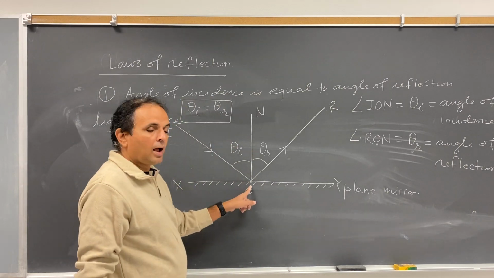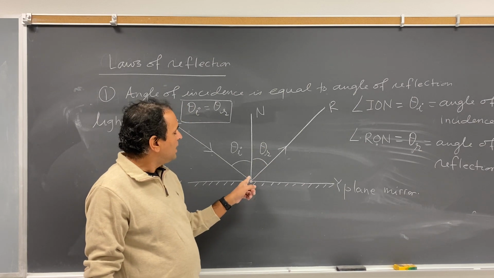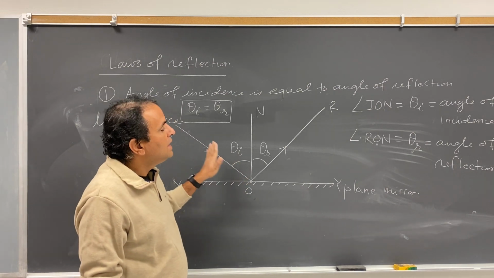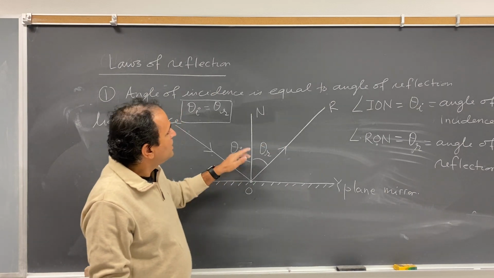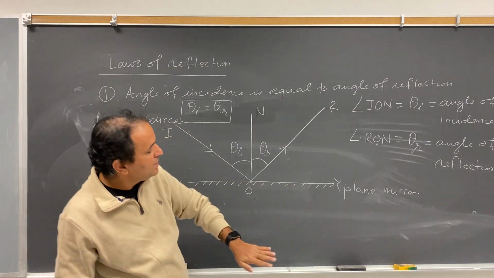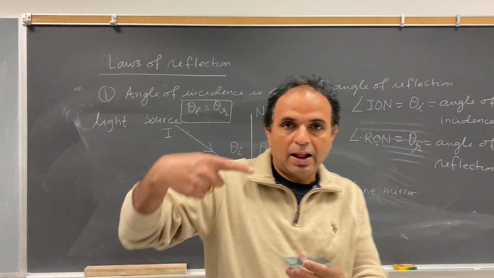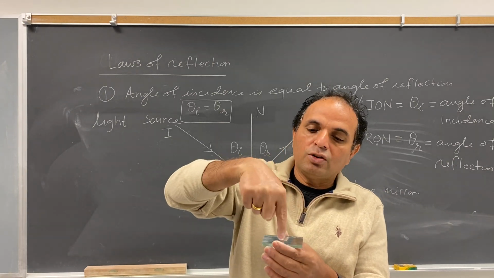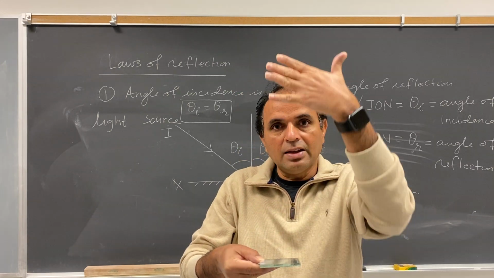The incident ray IO, the reflected ray OR, and the normal at the point of incidence ON, all three lines, three rays you can call them, lie on the same plane. In this case, all these three lie on the plane of the board, not like this plane. For example, if the light comes this way, this is the incident ray, and another ray goes reflected this way, and you can draw the normal right here. So all three rays lie in this plane.